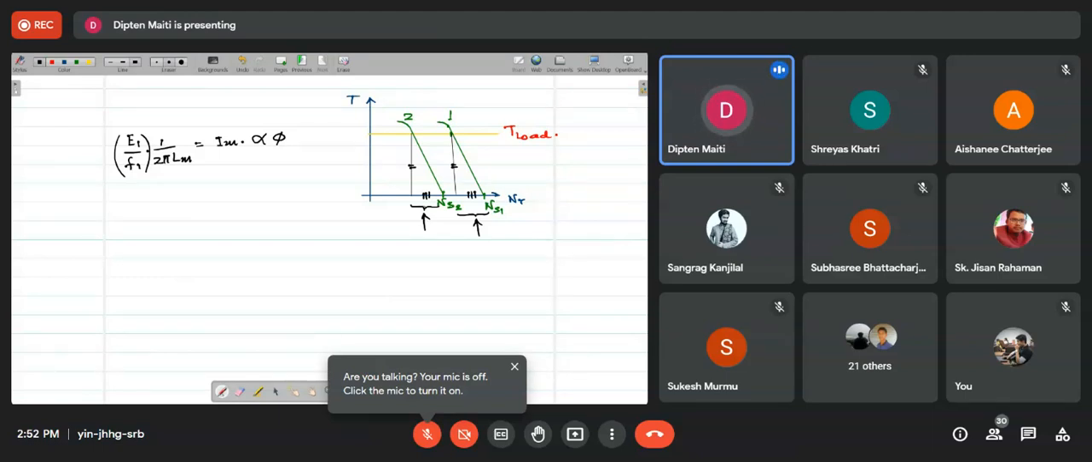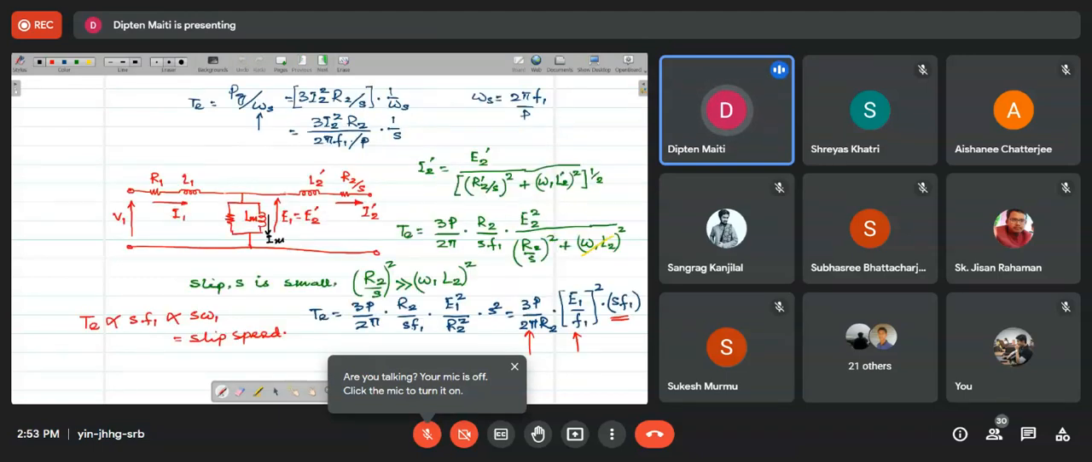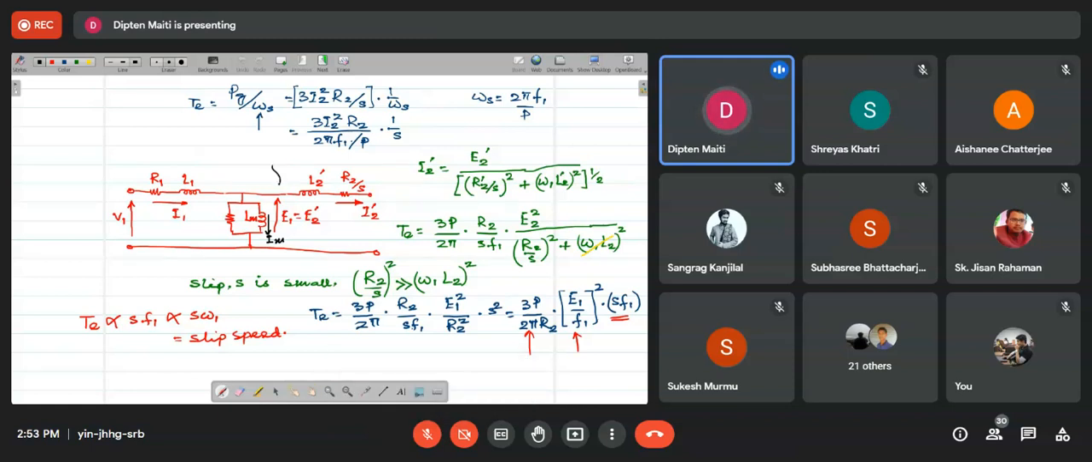Now, how can we keep this E by F constant? If you look here, E1 is the induced EMF across the stator, or the primary, of the induction motor. So that is not accessible to us. The only way to keep this E1 by F1 constant, or maintain this induced EMF E1, is by changing the value of the voltage V1, which is the applied voltage across the stator.